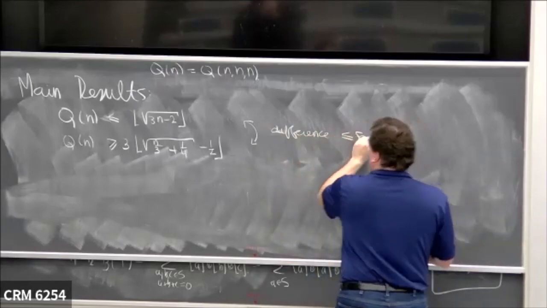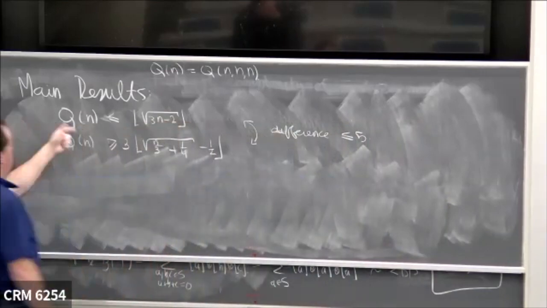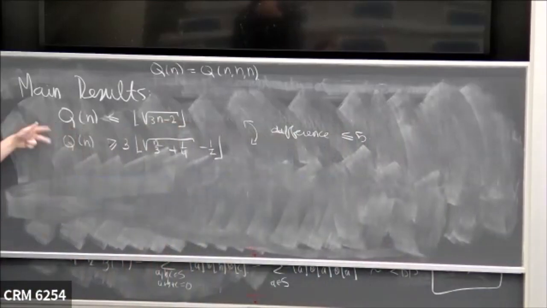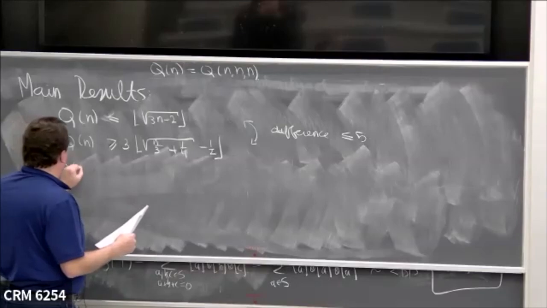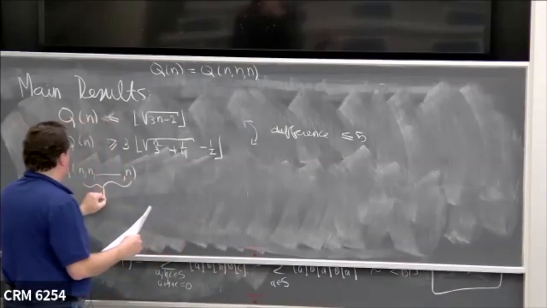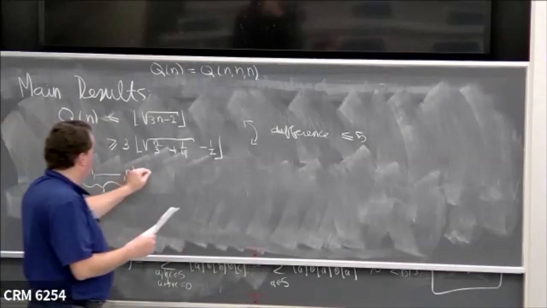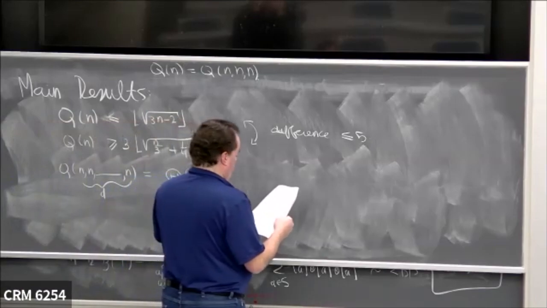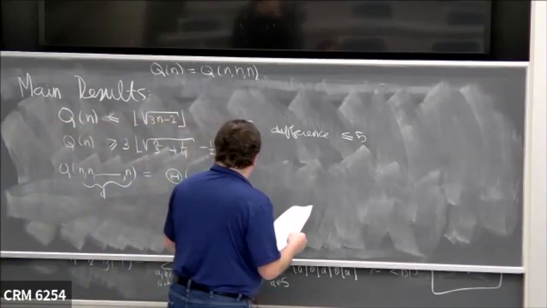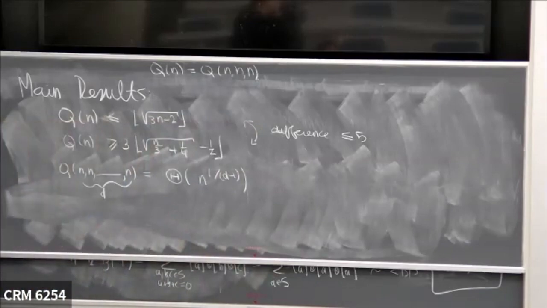If you look at the difference between these two bounds, it's less than or equal to 5. And for small n, with some help of a computer, we can actually show it's equal to this one. Also, if you take d copies for bigger tensors, then Q_n grows roughly as n to the power 1 over d minus 1. So that's both an upper bound and lower bound, but maybe with different constants.